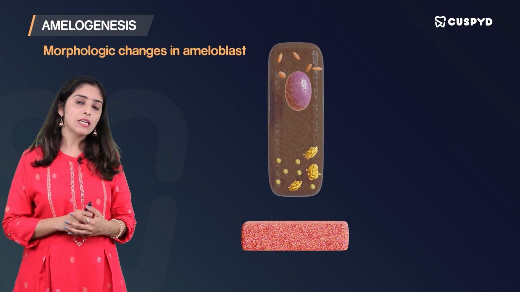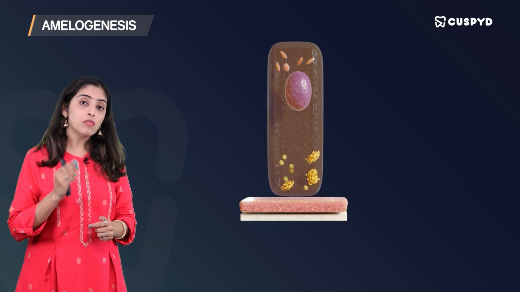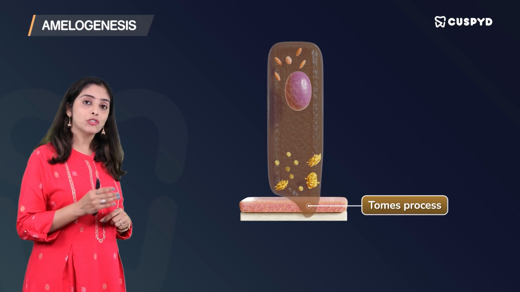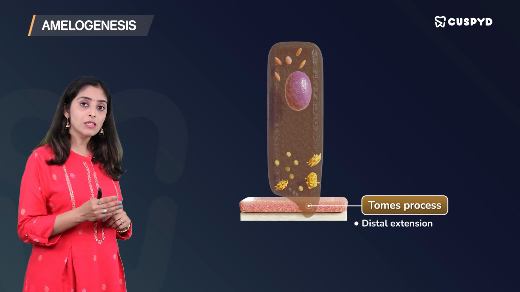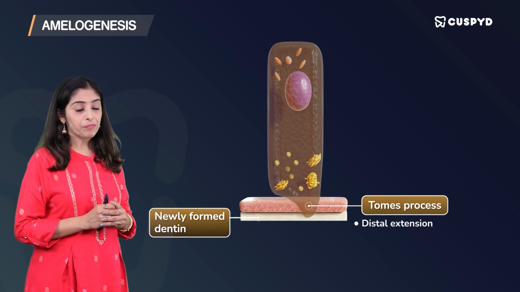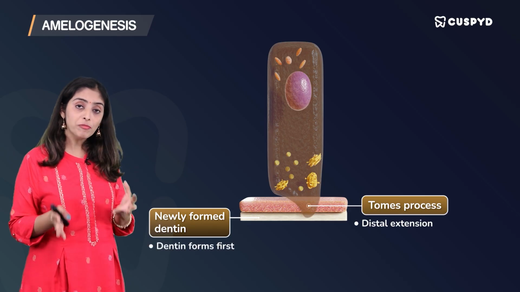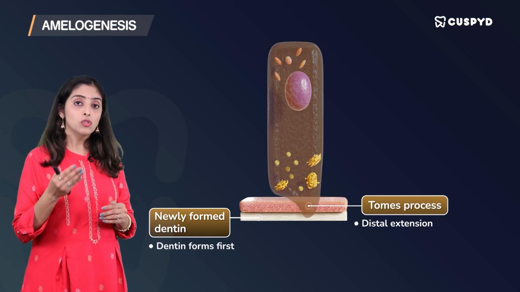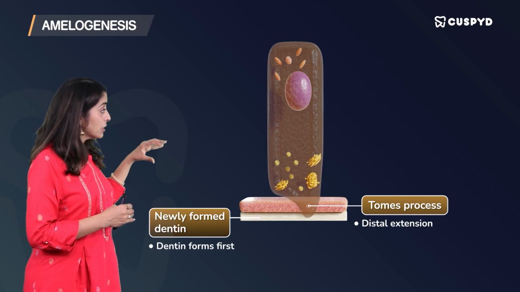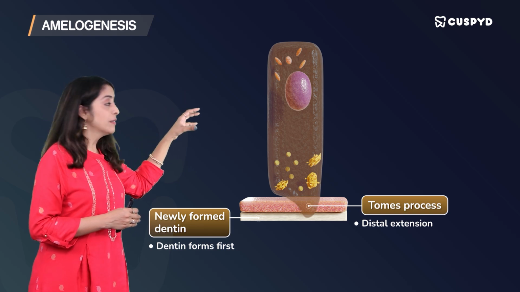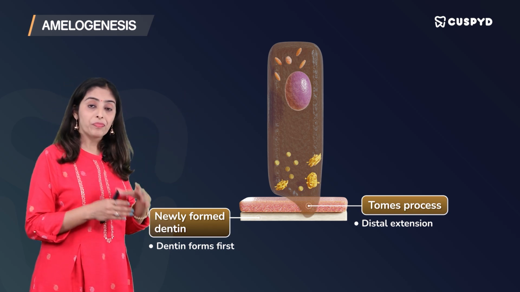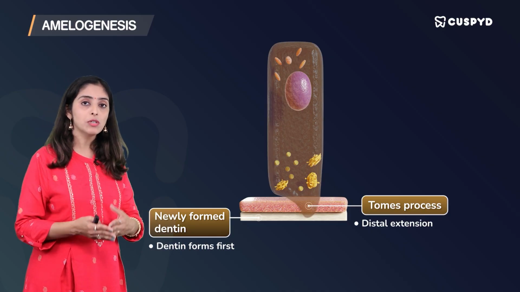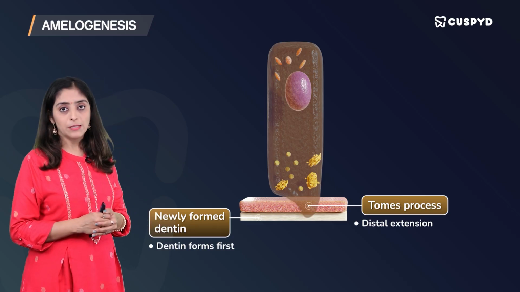Now, there are two important things that are happening over here. One is the formation of the Tomes process. The Tomes process is actually a distal extension of the ameloblast into the newly formed dentine. So, remember that the dentine had to be formed first before the pre-ameloblast could get converted into the ameloblast. So, that is what is happening here. In the first layer of dentine, you have these ameloblasts that show these triangular processes. These are called Tomes process. So, Tomes process is actually an extension of the ameloblast into the newly formed dentine.